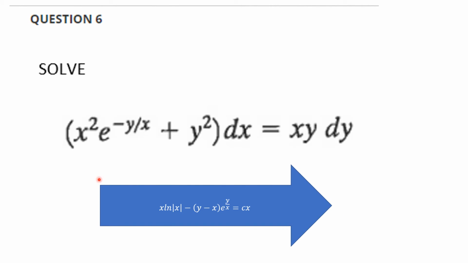This problem was a homogeneous problem, so you do the substitution y is equal to vx, and it turns it into a separable equation. But then you have to reverse your substitution at the end. The solution I was looking for was x ln absolute x minus y minus x e to the y over x equals cx.